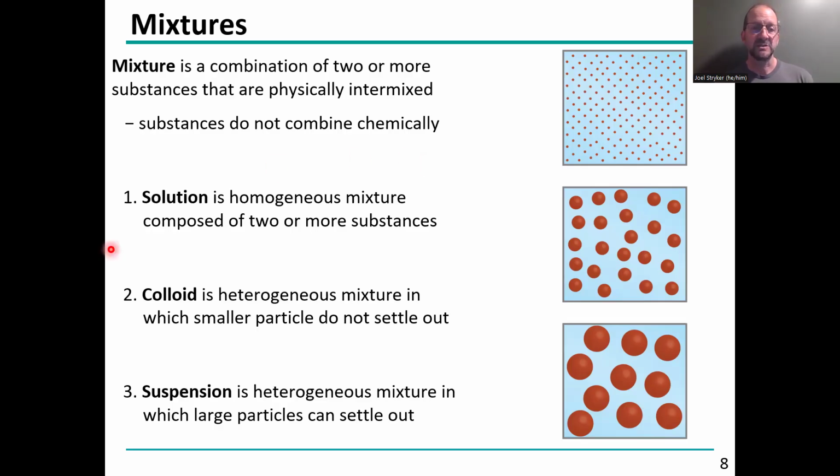That's called a solution. It is a homogeneous mixture composed of two or more substances. So salt water is a great example of that.